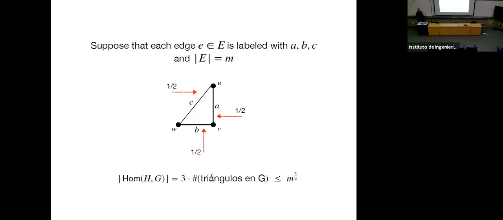I think you have a typo. Where? I think it's 3M and AGM are all M. No, M is the number of edges. All edges in the underlying graph will be labeled with A, B, and C, so you can map this into any possible triangle. You're just giving the bound. Okay, I'm just giving it.